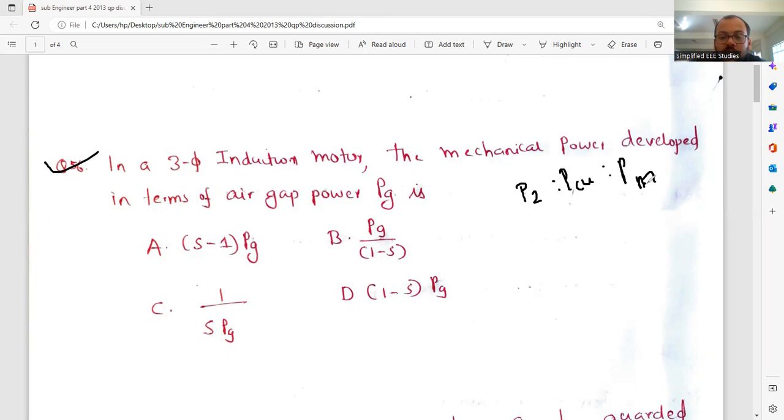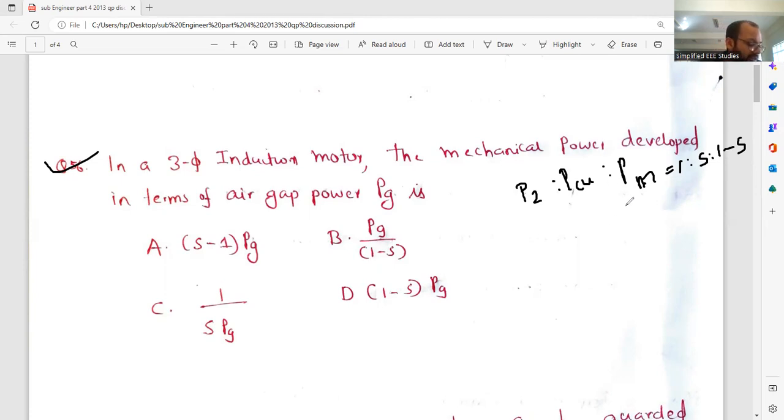So three terms you have to remember: P2, PCu, and Pm. These three parameters: P2 is the rotor power, PCu is the rotor copper loss, and Pm is the mechanical power developed. There is one relation: 1 : s : (1 − s). Here s is known as slip. Suppose the rotor power is 1 watt, you can multiply throughout by 1. Understood? Therefore, the mechanical power developed in terms of air gap power.